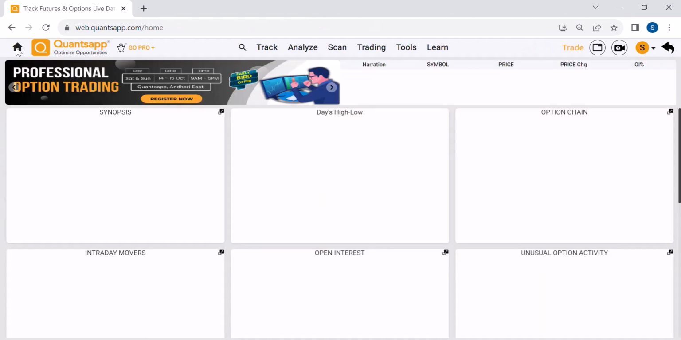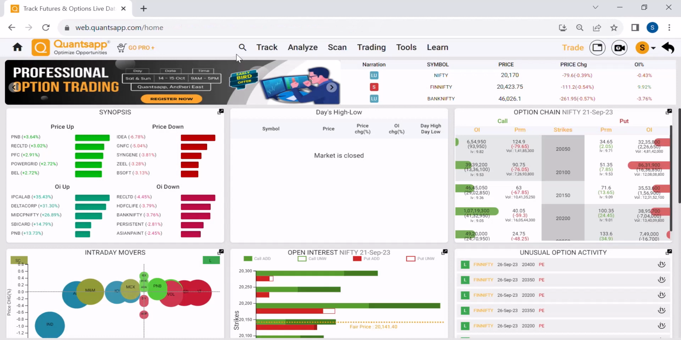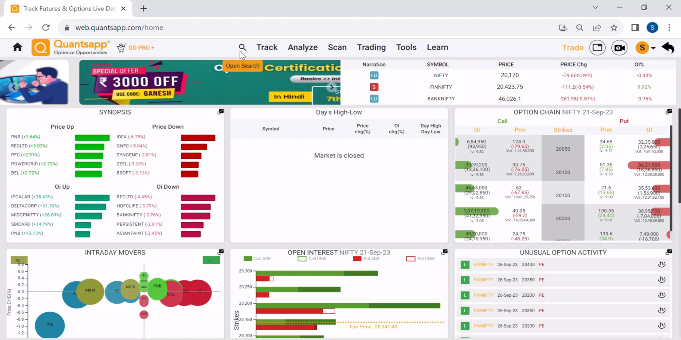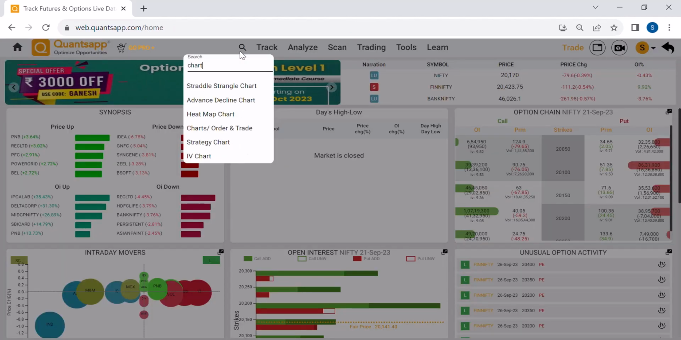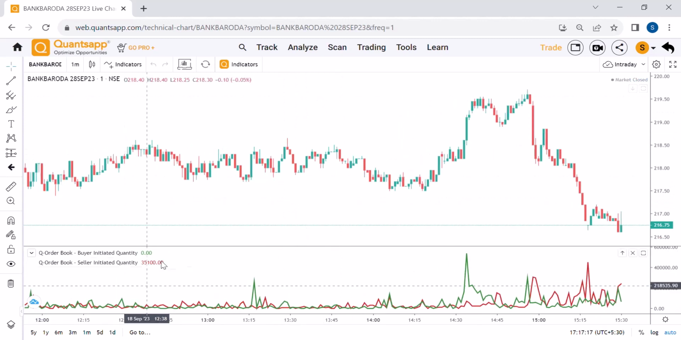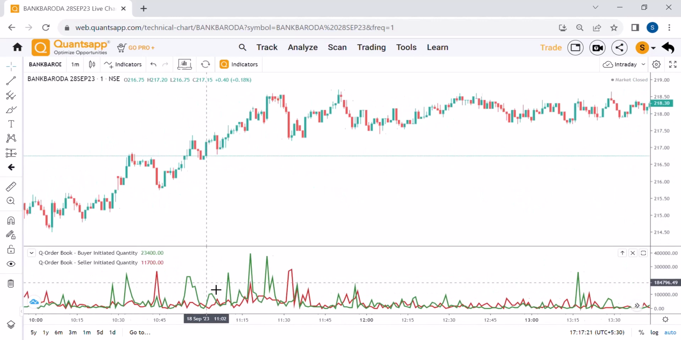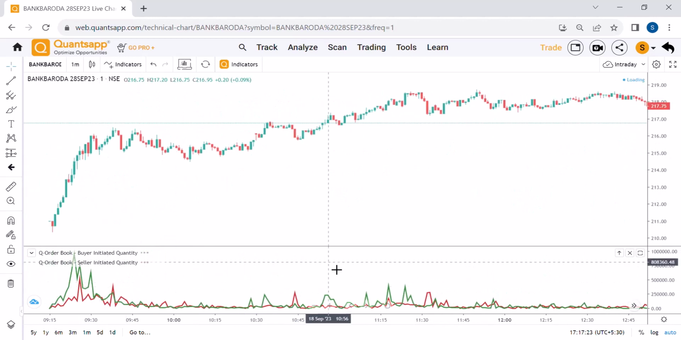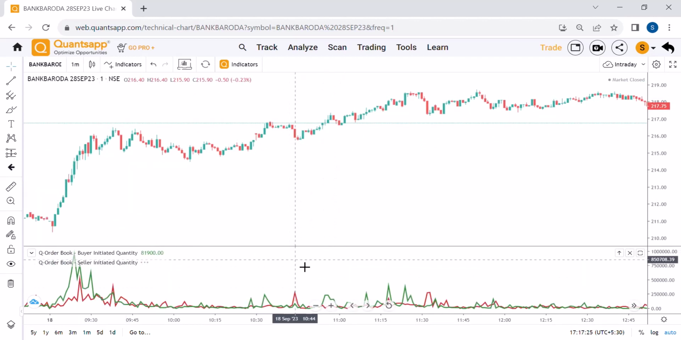Now coming to the other aspect. So this is one way of doing it. Now another way is we can simply rely on price action and how the traders are trading it. So this is order trade analytics. Buyer initiated quantity is trying to show us how much quantity was bought on the ask price. Seller initiated quantity is trying to show us how much quantity was sold on the bid price.